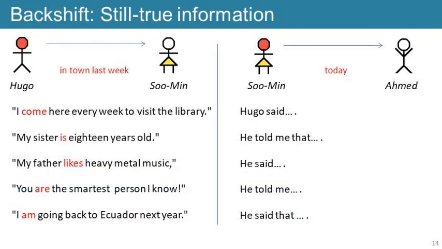But what about things Hugo said that are still true when Sumin reports them to Ahmed? For example, it is still true that Hugo goes into town every week to visit the library. Here are some more sentences Hugo said to Sumin a week earlier, which Sumin knows are still true when she speaks to Ahmed.